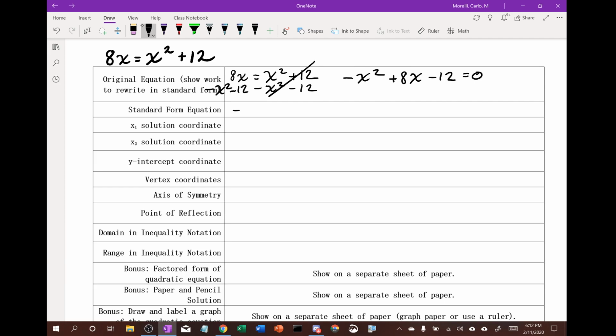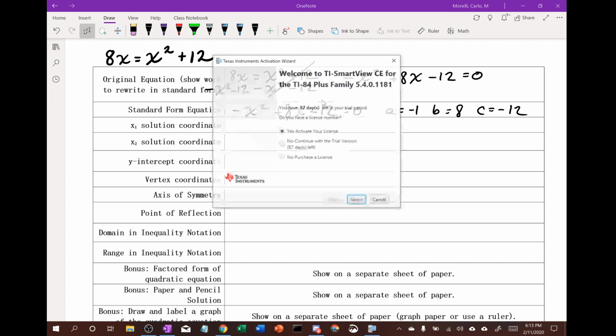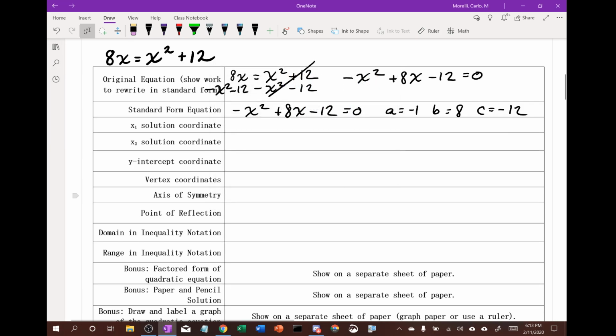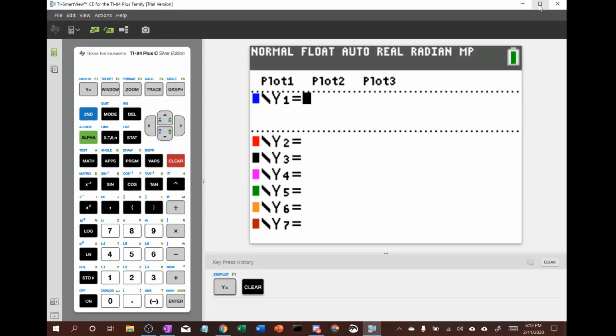Okay, standard form equation is negative x squared plus 8x minus 12 equals 0, where a equals negative 1, b equals positive 8, and c equals negative 12. Now we're going to use the emulator for this one, the TI calculator emulator. So if any of you have your double devices set up, you can use the second phone as a calculator if you downloaded the emulator. If not, no worries. I'll just show it here.